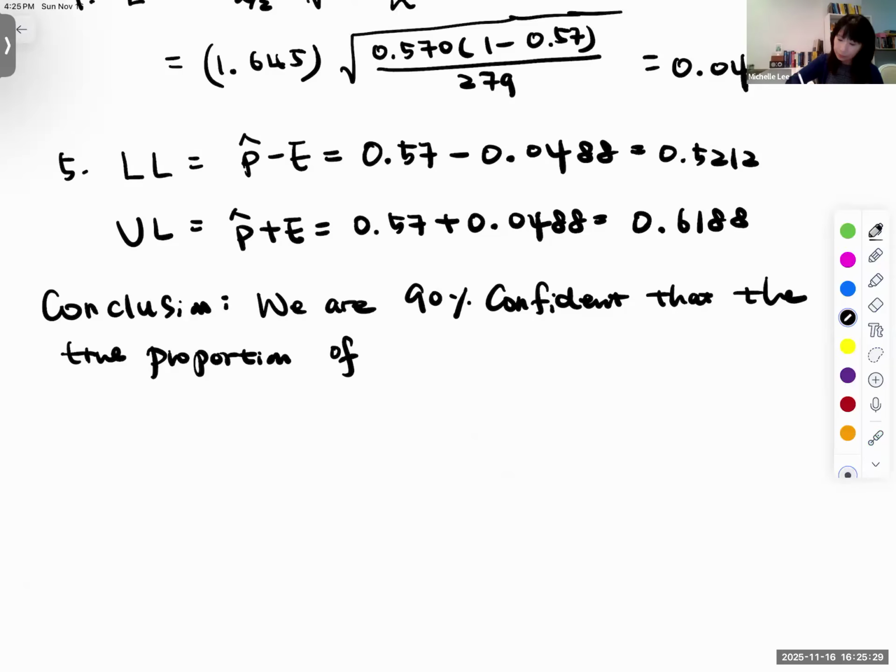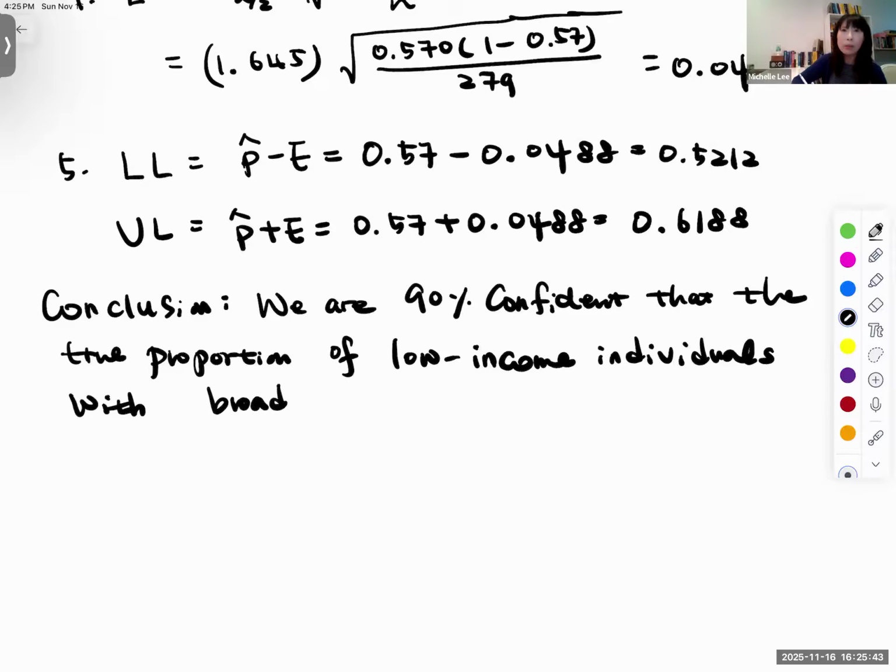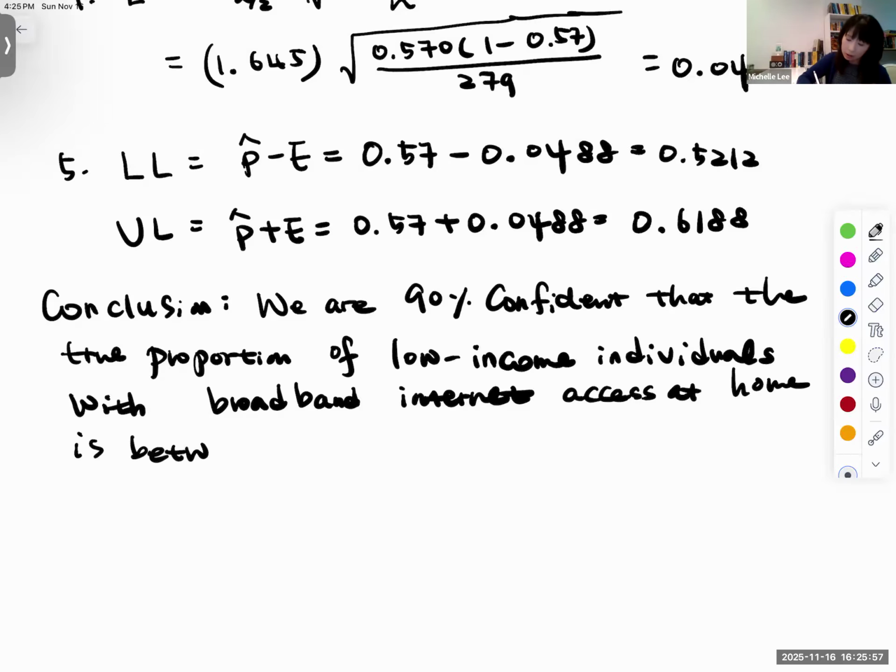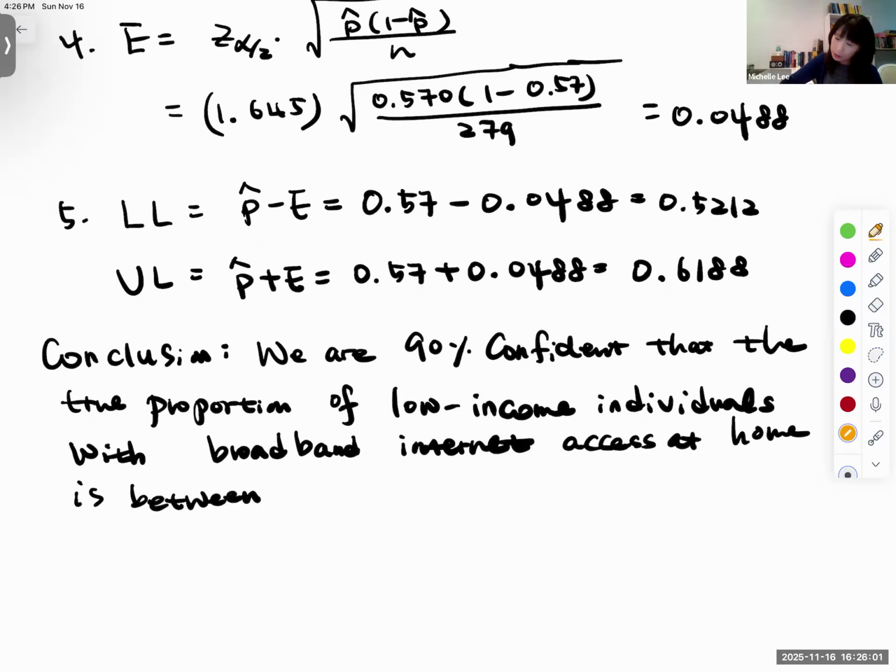lower income individual with broadband internet access at home is between, okay, so make it a percent, so 100%, 2, so 52.12% and 100%, 2, so 61.88%. Yeah, make sense?